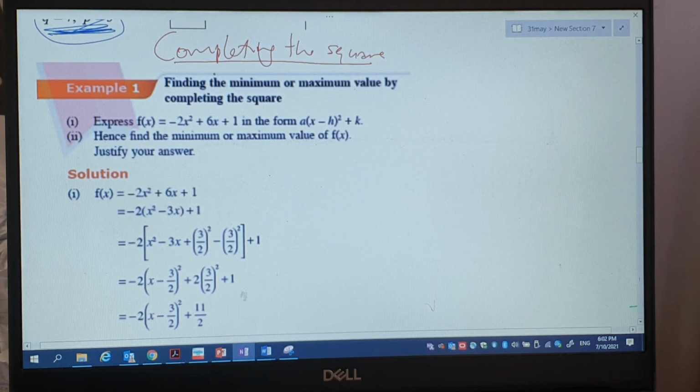Now find the minimum or maximum value. This one just ignore. They ask you to express this in the form of this. When they say like that, they obviously want you to complete the square. Am I correct? Confirm have one, complete the square. If don't have, you come and look for me. Sure have one, sure.